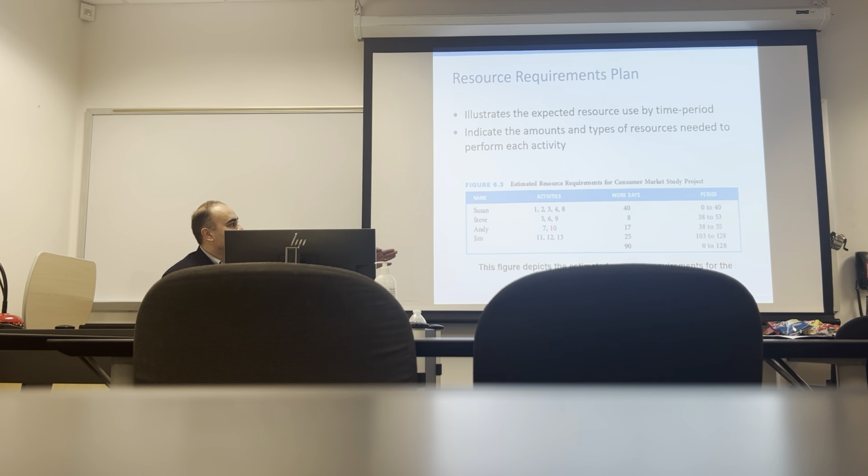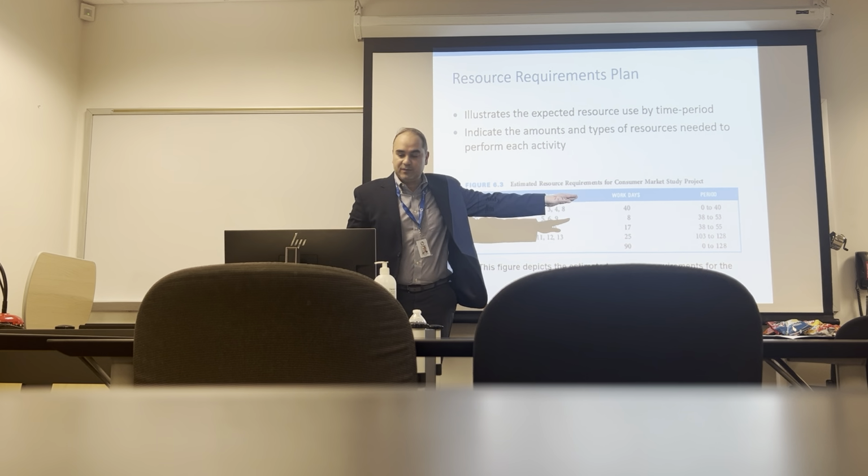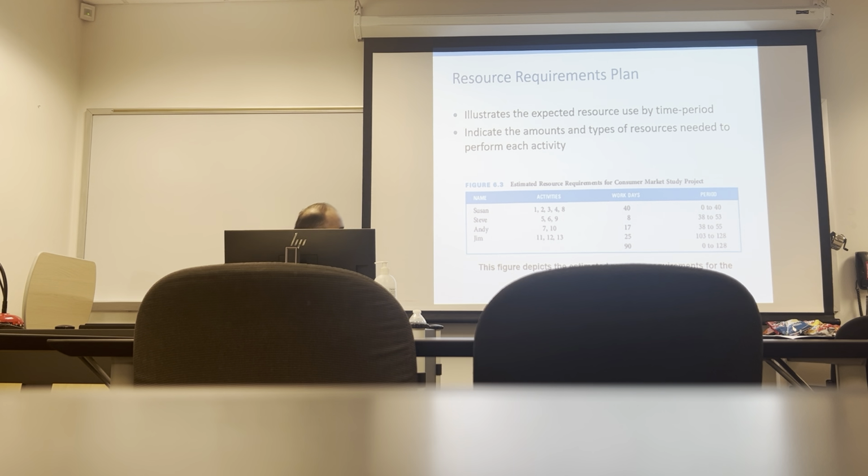Steve takes over 5, 6, 9. You can see that's kind of in between there. So Steve's going from day 38 to day 53. Then we've got Andy, activity 7 and 10, 17 days, 38 to 55. And then Jim is coming as our closer, 11, 12, and 13. 25 days will be a period of 103 to 128. The job has to get done in 128.